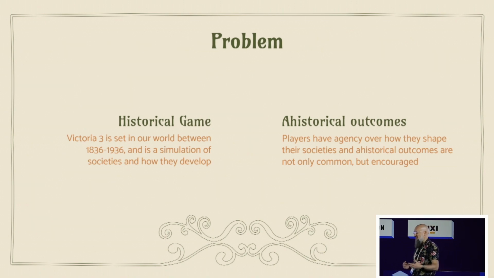So there are 200+ agents constantly doing their own thing and will react to the simulation as it goes. So we can't guarantee that you're going to get a historical outcome, and in fact, we're inviting you to change history with this game. So how then do we deal with this conflict between historical immersion and an ahistorical outcome?